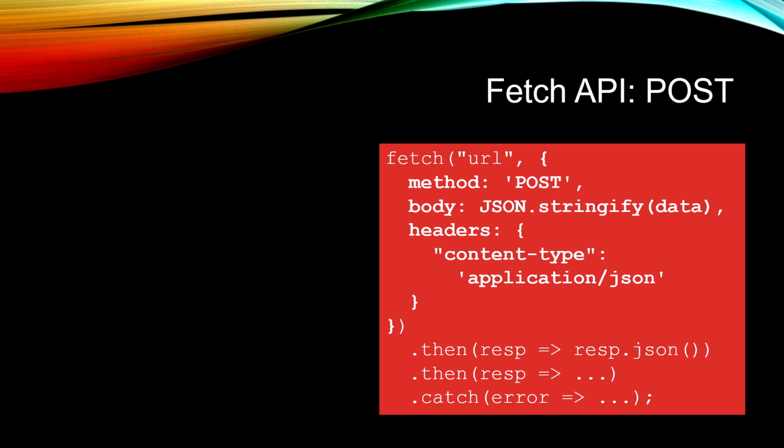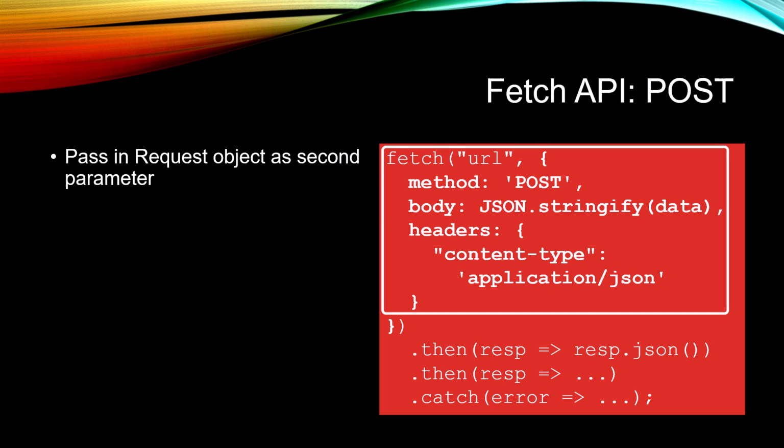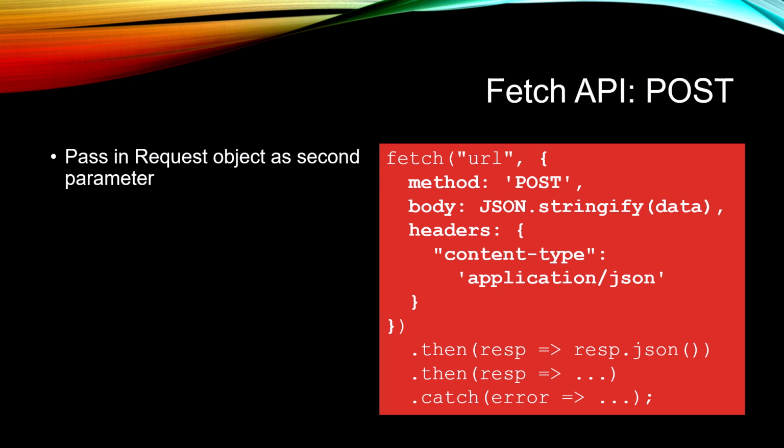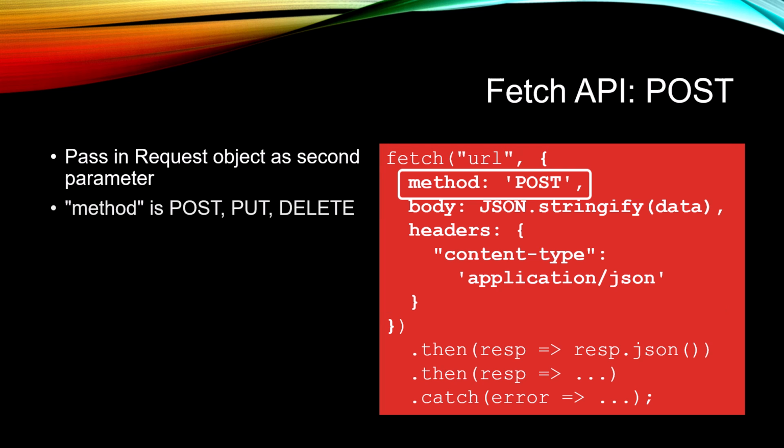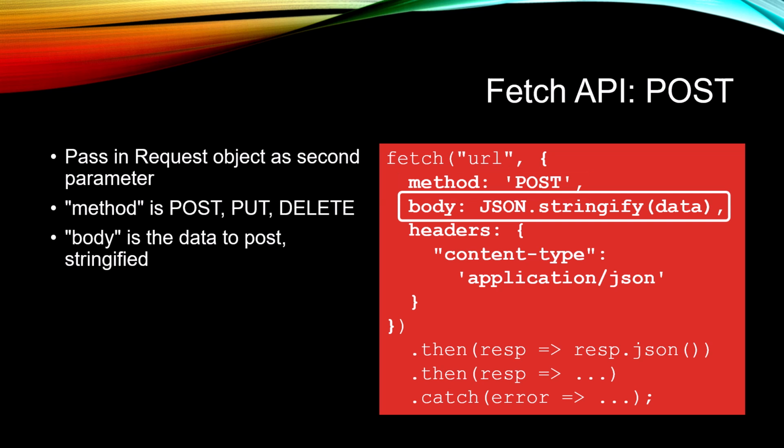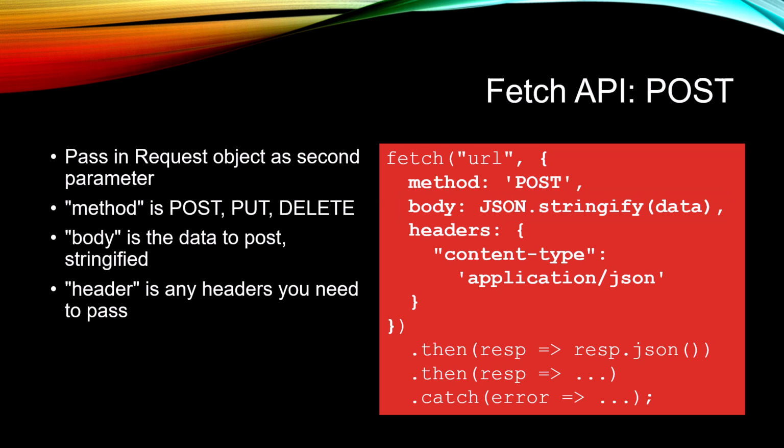Now let's take a look at a post. We still do the fetch, and we pass in a request object now as the second parameter. So the URL goes in as the first parameter, just like it did before, but we now have a request object as the second parameter. And it's inside of here that you set things like the method, whether it's post, put, delete. We have a body, which is the data that we want to post. It has to be stringified, so JSON stringified. And a header, which is any headers that you need to pass.